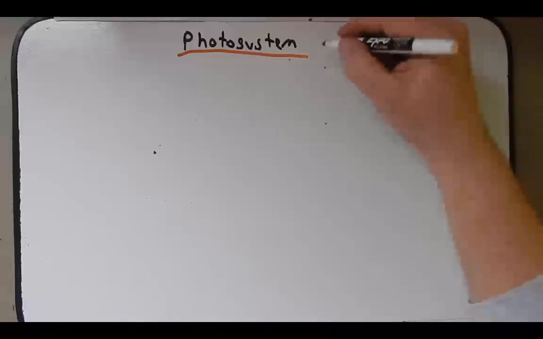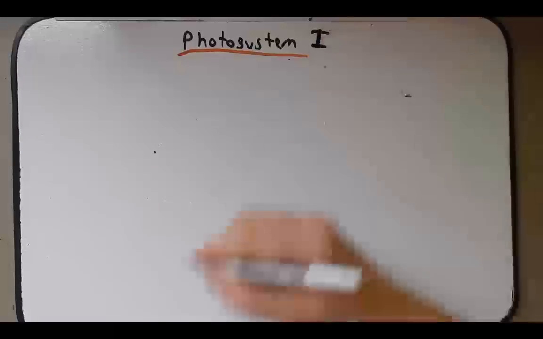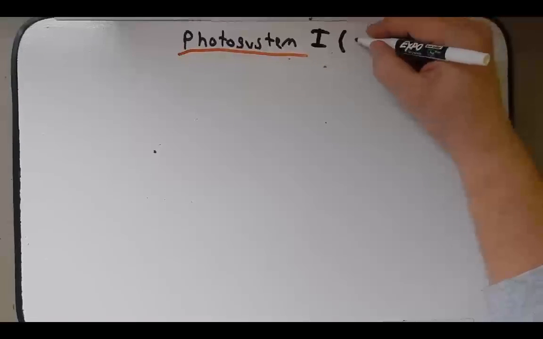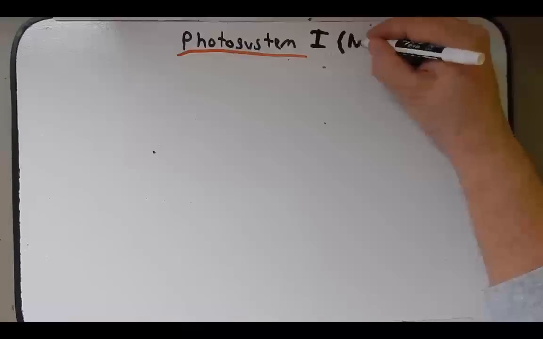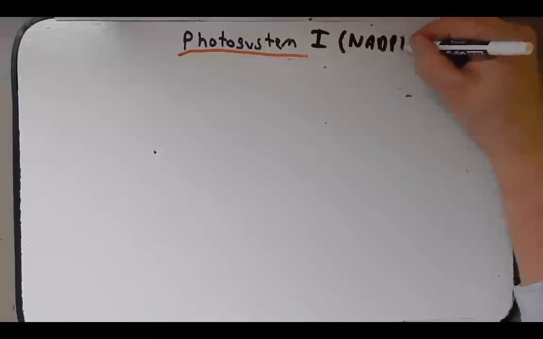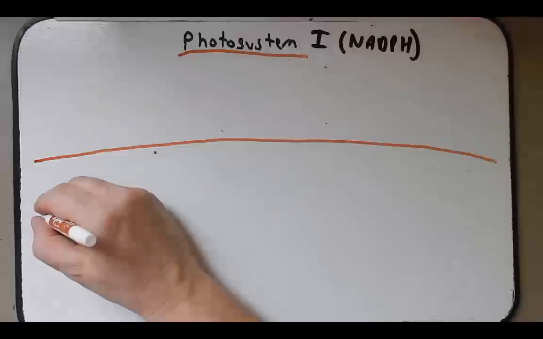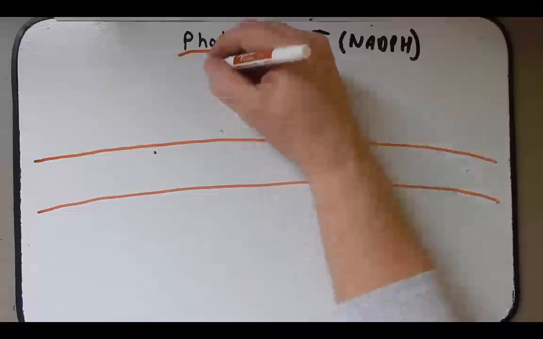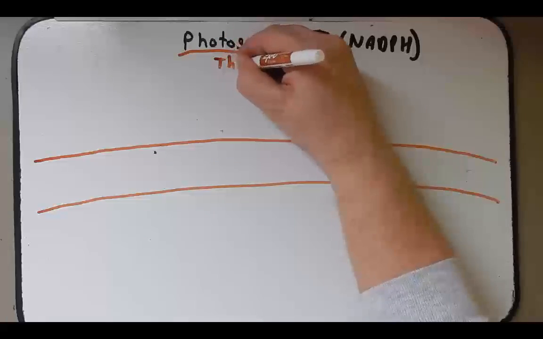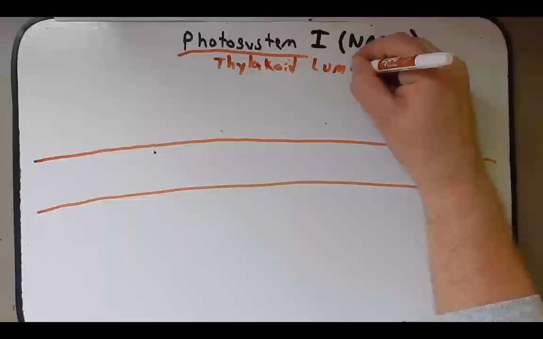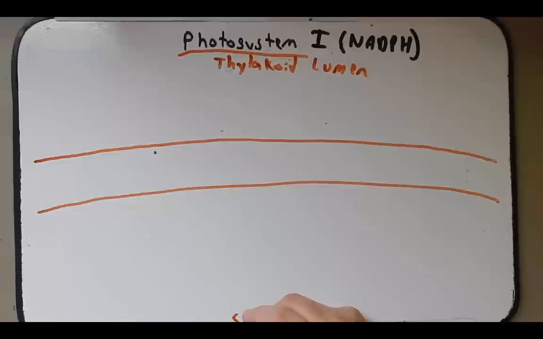Okay, so let's talk about Photosystem I now. And remember, Photosystem I, the reason it's important for plant cells is that it's going to produce this NADPH molecule. Okay, we're going to show the same thylakoid membrane. We still have our thylakoid lumen up here inside of the thylakoid, and down here we still have our stroma.